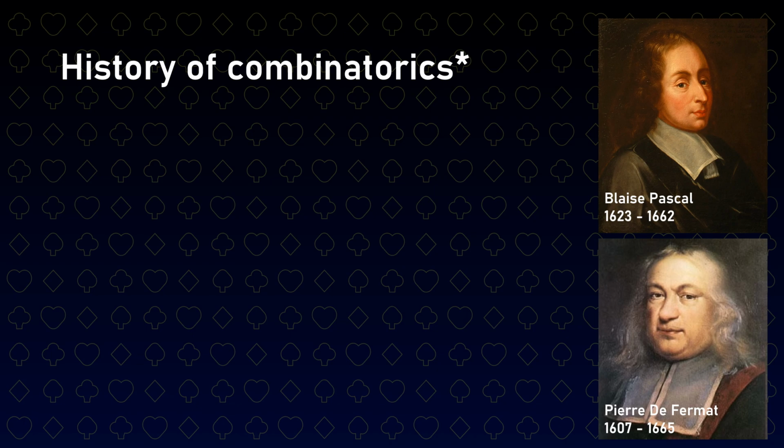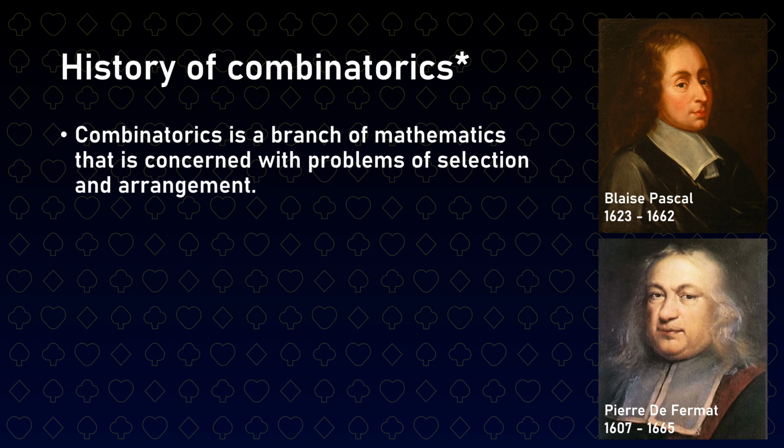Let's start with a quick history of combinatorics just so we can get a grasp of what we are on about in this video. Combinatorics is a mathematical term used to describe the field in mathematics concerned with problems of selection, arrangement, and operation within a finite or discrete system. This may sound like pure nonsense, but when we break it down it starts to become clear.